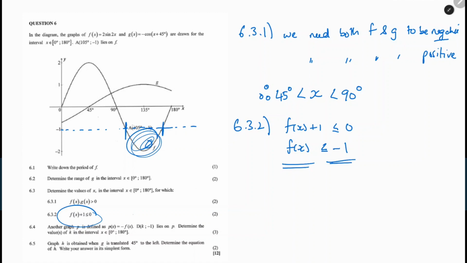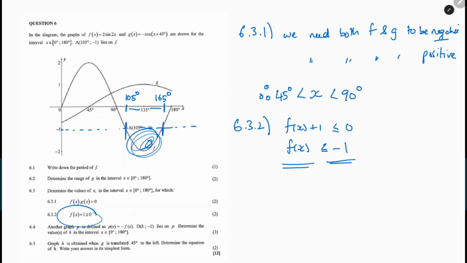And this is, as we can see here, point A with 105 as the x value. So this other point would be equidistant from 135 as 105. So this point here will then be 135 plus 30, which is going to be 165. So make sure you understand that.